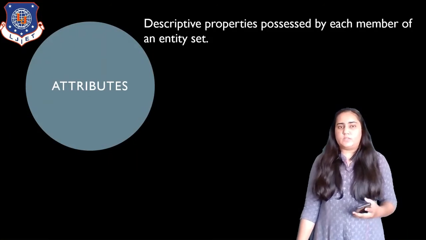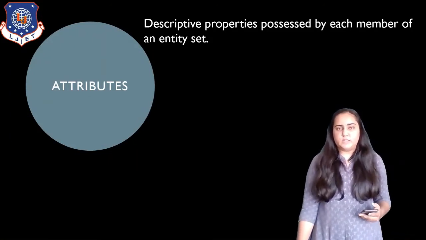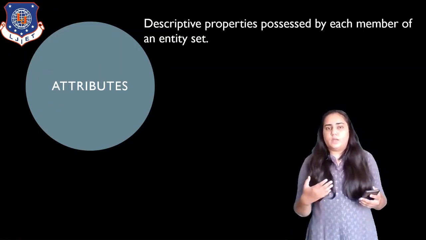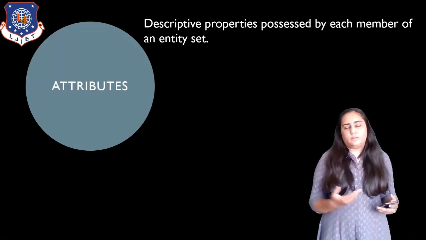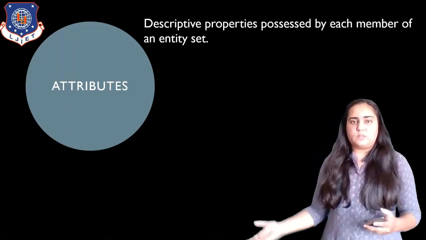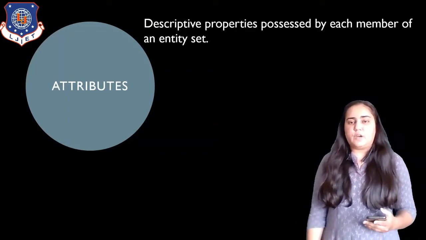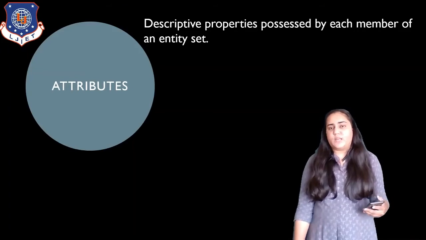And now we're going to discuss a little bit more about the different types of properties of entities. So attributes are known as properties. And there are several types of properties which we're going to see next. But let's just define what attributes are. Attributes are descriptive properties possessed by each member of an entity set.